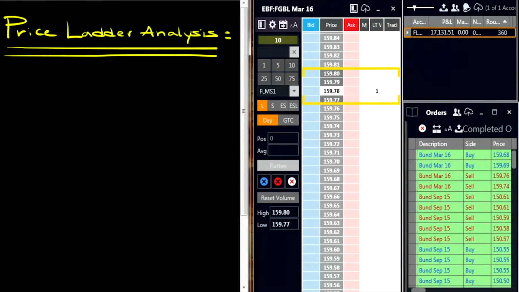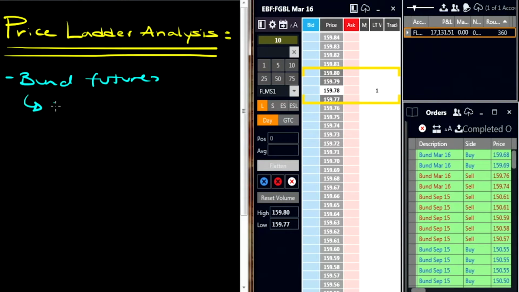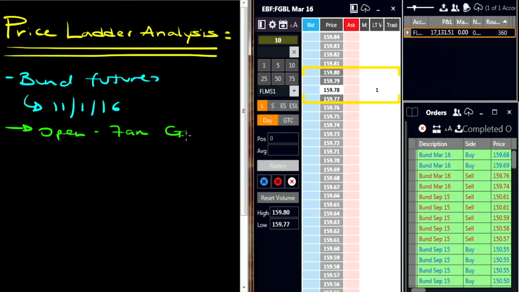after we go through the setup. So just to start us off, what we're going to be looking at is particularly in the Bund futures, and this is going to be on the 11th of January 2016. Now the setup is actually an open setup, so we're going to be looking at it at 7 a.m. GMT, literally just as the futures open in the Bund futures.